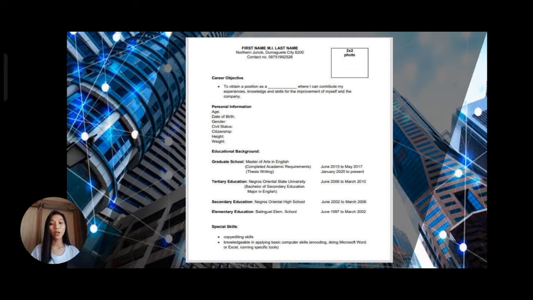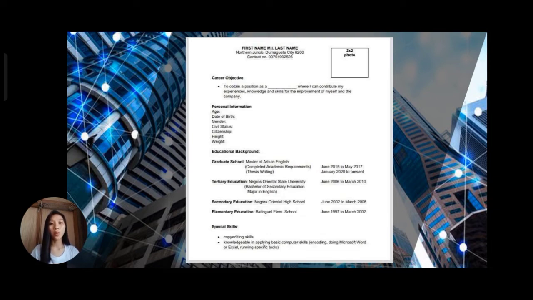The next is your educational background. So when writing your educational background, the most recent education you have taken should be listed first, then followed by the previous one. So you have your graduate school, tertiary education, secondary education, and your elementary education. Now you also have to provide the date when you started and when you ended.